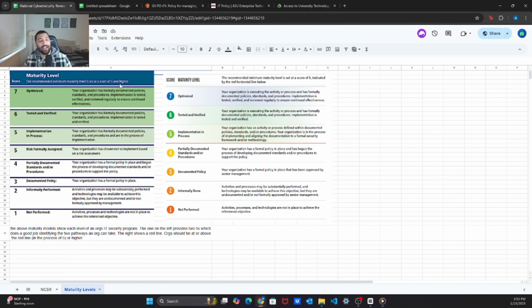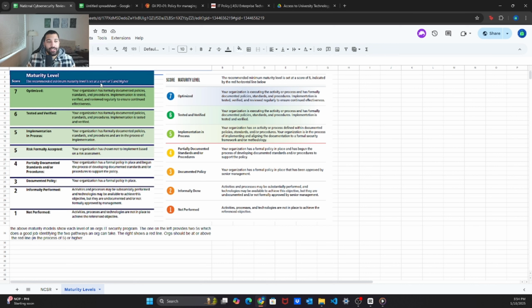To continuously do that costs money, and for a public entity like ASU, with the amount of resources they have versus the staff, they're just not going to be at a 7, and I don't see them putting a bunch of money into ensuring that this security control is just optimized. So they're just not at a 7.